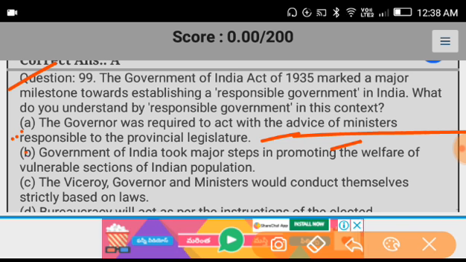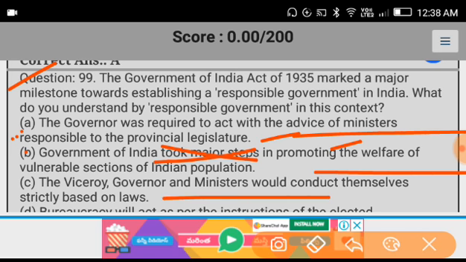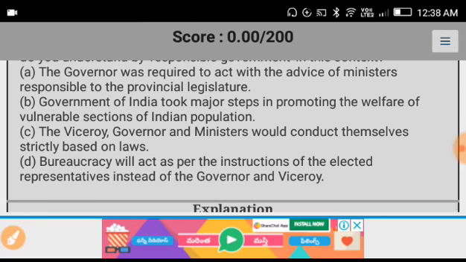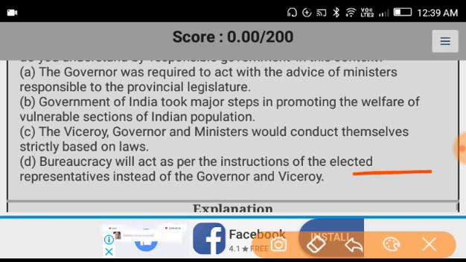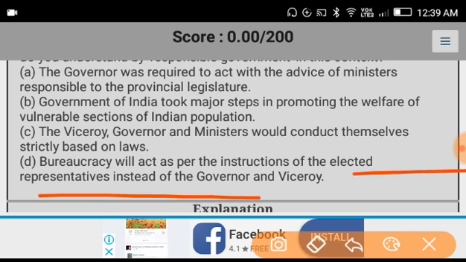B. The Government of India took major steps in promoting the welfare of the vulnerable sections of the population. No, it is wrong. And the viceroy, government and ministers would conduct themselves strictly based on law. So not correct. Bureaucracy will act as the instruction of the elected representatives instead of the governor and viceroy.